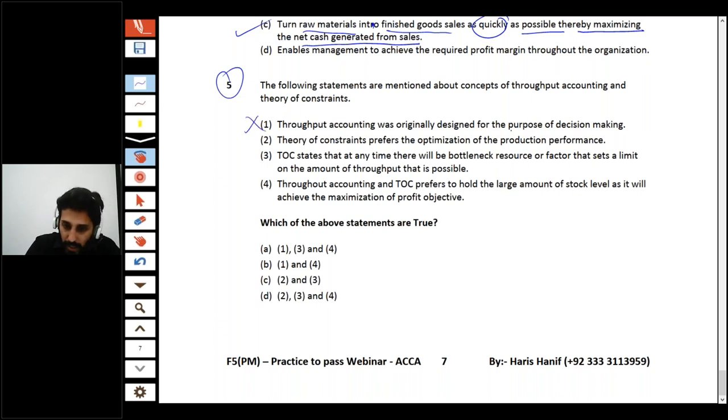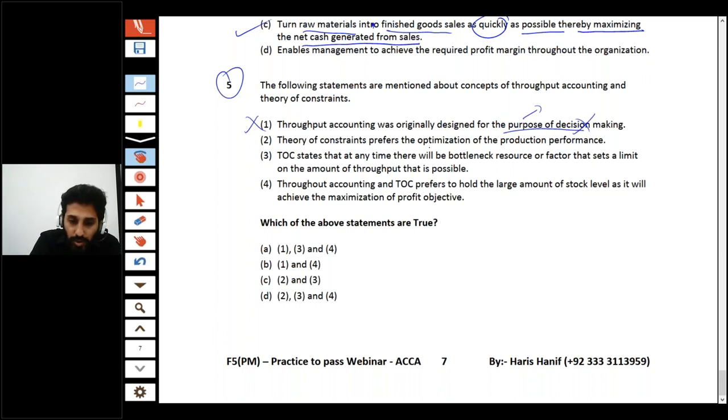It's a cross. It's not for the purpose of decision making, it's for the purpose of performance measurement, right? Throughput accounting was originally for the purpose of performance measurement, that is, how you will be performing with respect to it.